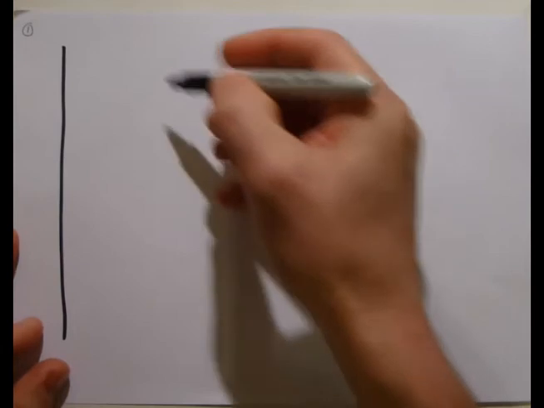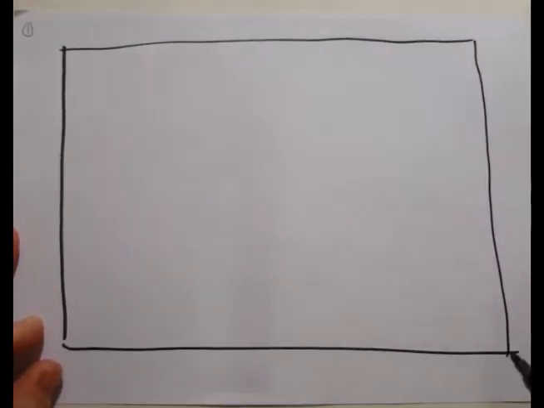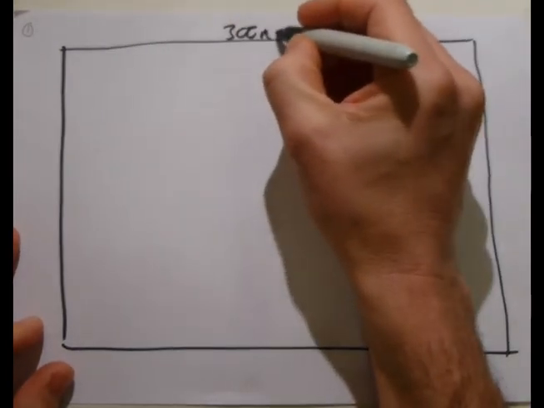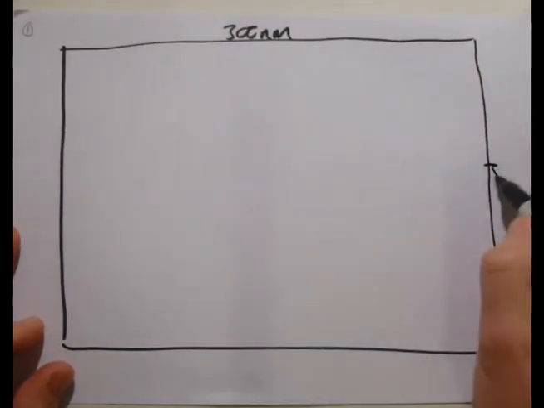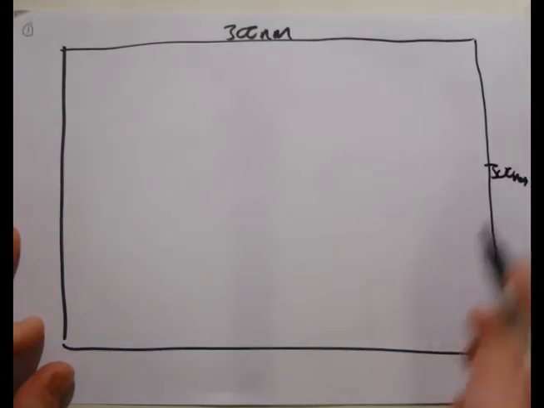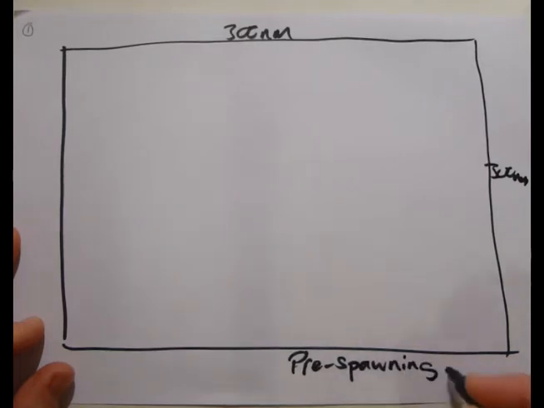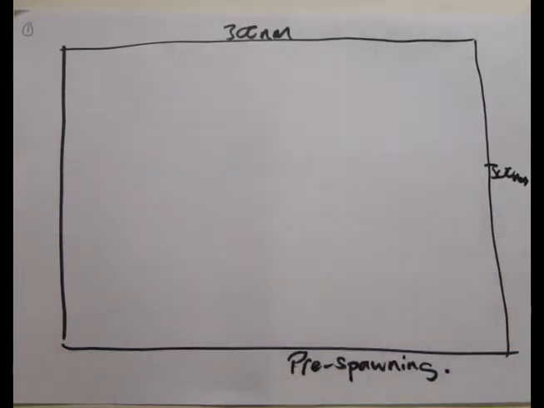If we imagine an area, I'm going to draw this out for you. Imagine this is the area where we want to survey, and it's quite a big area. Let's say it's 300 nautical miles by 300 nautical miles, and it's an area of pre-spawning aggregation, and we're trying to find how many fish are in that area.